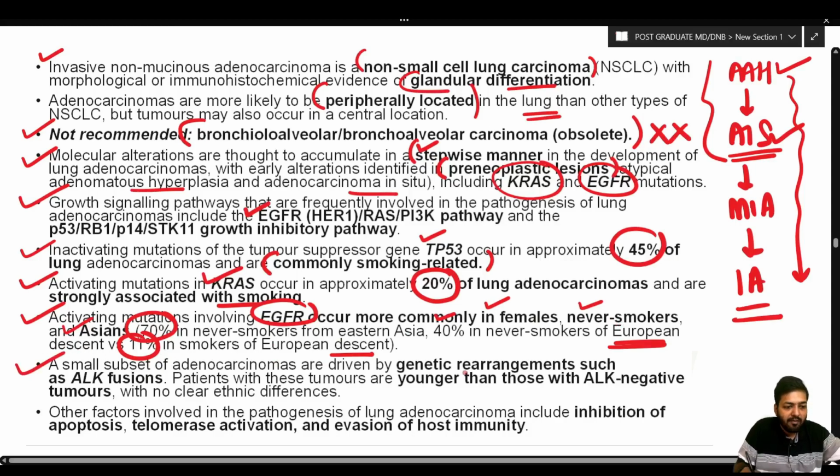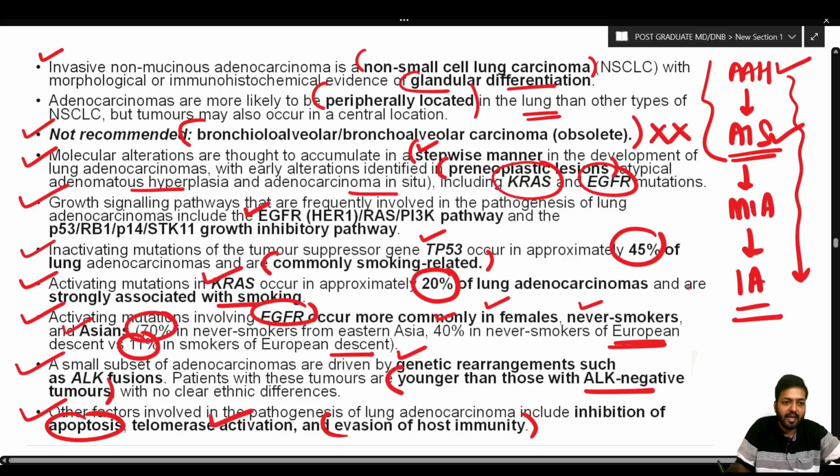A small subset of adenocarcinomas are also driven by genetic rearrangements such as ALK fusions. Patients with these tumors are younger than those with ALK negative tumors. Other factors involved in the pathogenesis of lung adenocarcinoma include inhibition of apoptosis, telomerase activation, and evasion of host immunity. So we have already read about the percentages of these tumors in the molecular genetics of adenocarcinoma in the first part.